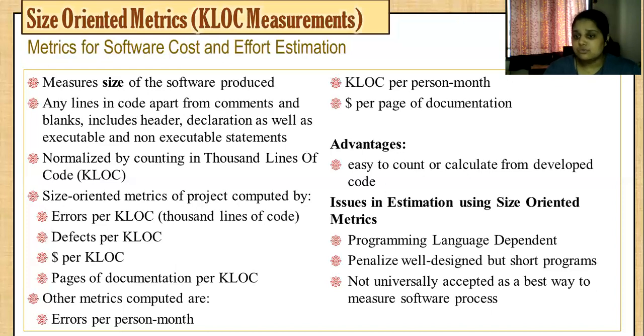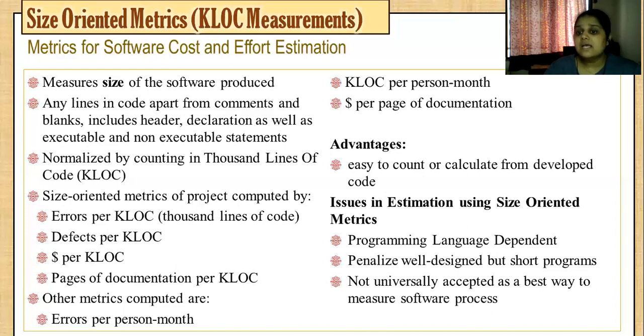Next is what are the issues using this KLOC method. So issues are, it is programming language dependent. If I am writing a code to copy the contents from one file to another, if I am doing this program in C, it will be a very, very long program compared to Java, which is a bit shorter, compared to Python, which is still shorter. So your lines of code may increase or decrease depending on the language that you are choosing to develop the project.